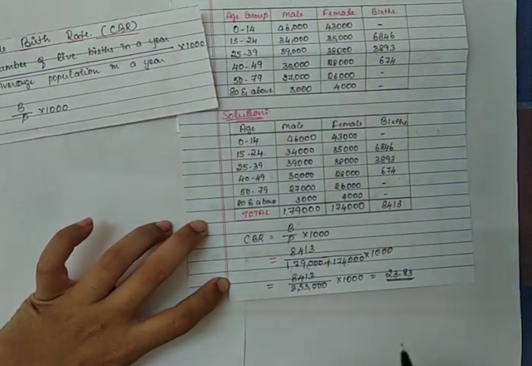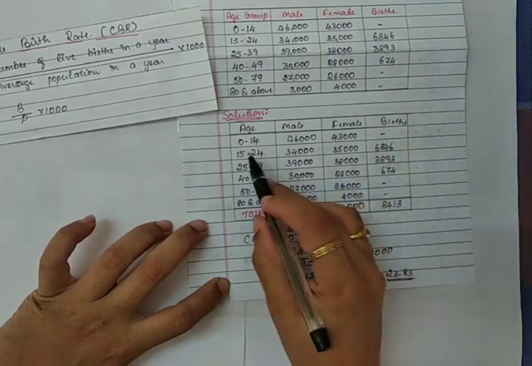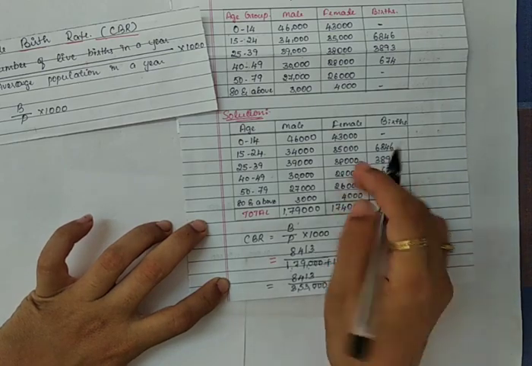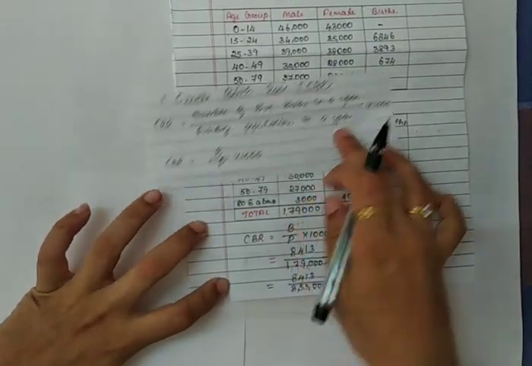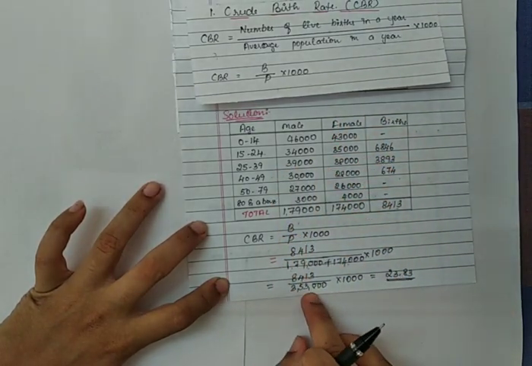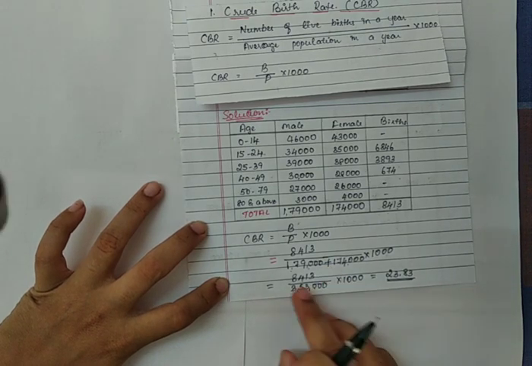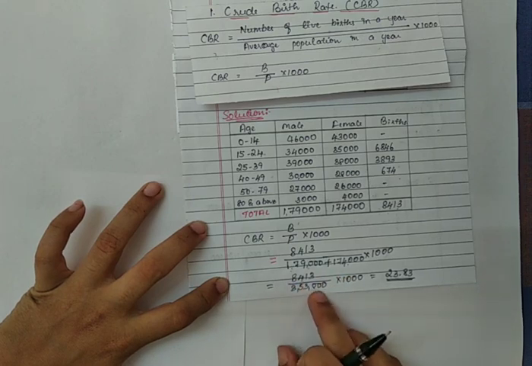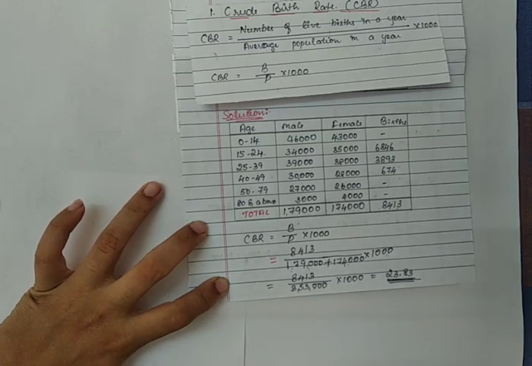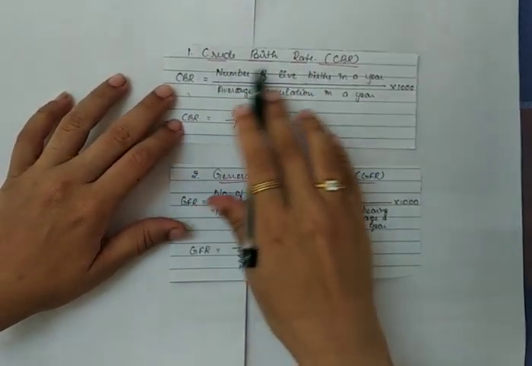Okay, so first this is a question, solution is here. First you have to total the births, that is 8,413. Next, average population in a year means male and female, we are adding it and we arrived at 3,53,000. When 8,413 is divided by 3,53,000 and multiplied by 1000, we are at the figure 23.83. Our first calculation was crude birth rate, isn't it?